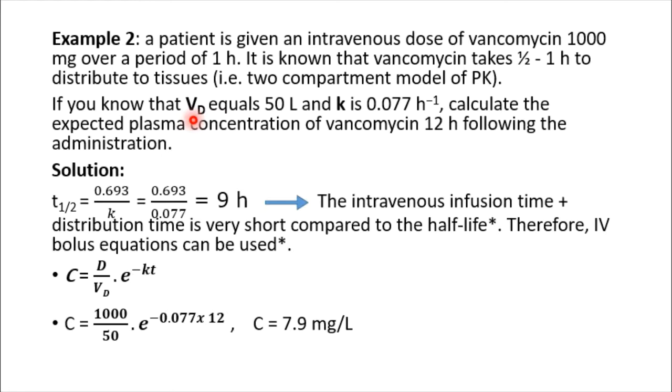Again, here we just apply the equation and we can get the result of plasma concentration 12 hours following the administration, which is equal to 7.9 milligram per liter. But keep in mind, we cannot calculate plasma concentration within the infusion time using this equation because the drug is not homogeneously distributed, and one compartment open model equations cannot be applied in this case.